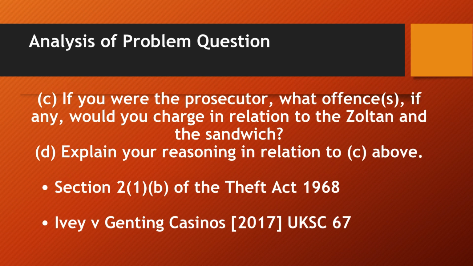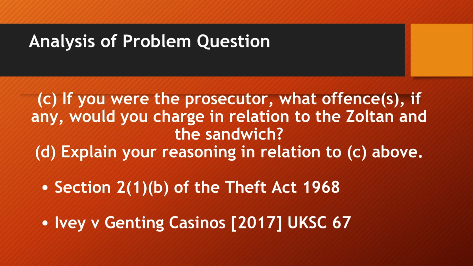The fourth scenario. In the same case as scenario 3, if you were a prosecutor, what offenses, if any, would you charge in relation to Zoltan and the sandwich? We have to explain the reasoning in relation to the same scenario here. His general permission to help himself to tea could imply consent for making a sandwich.